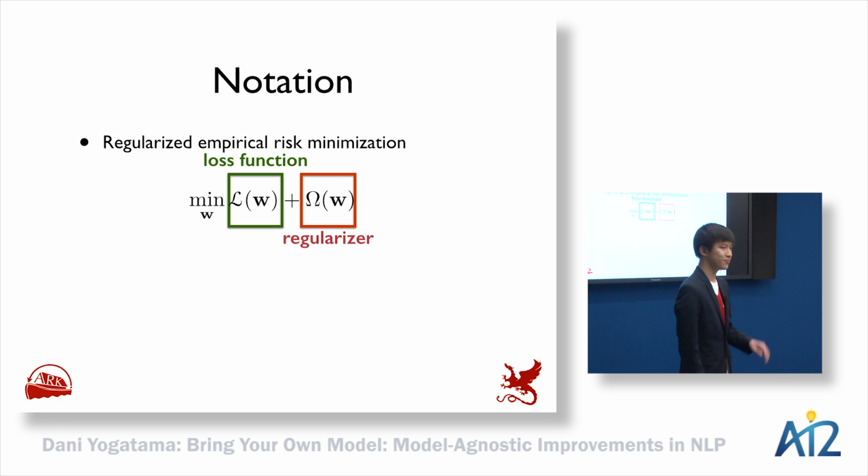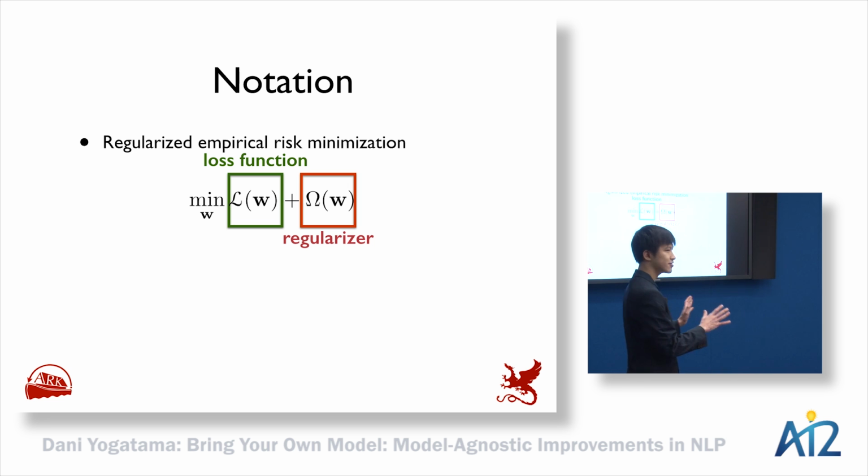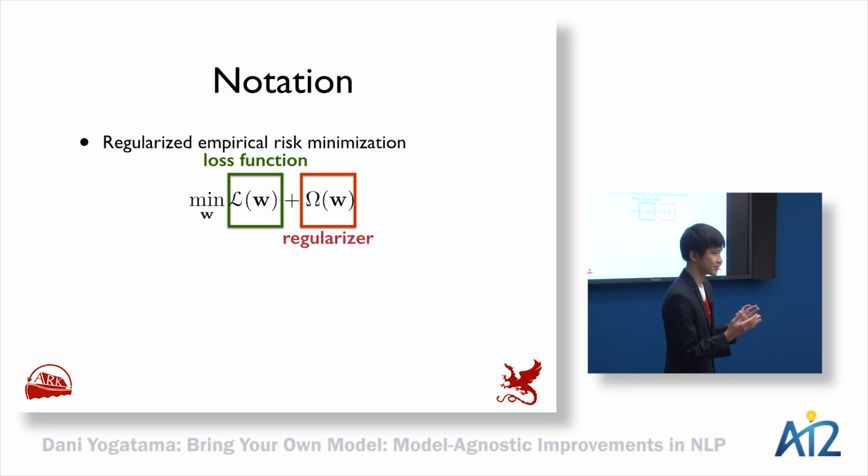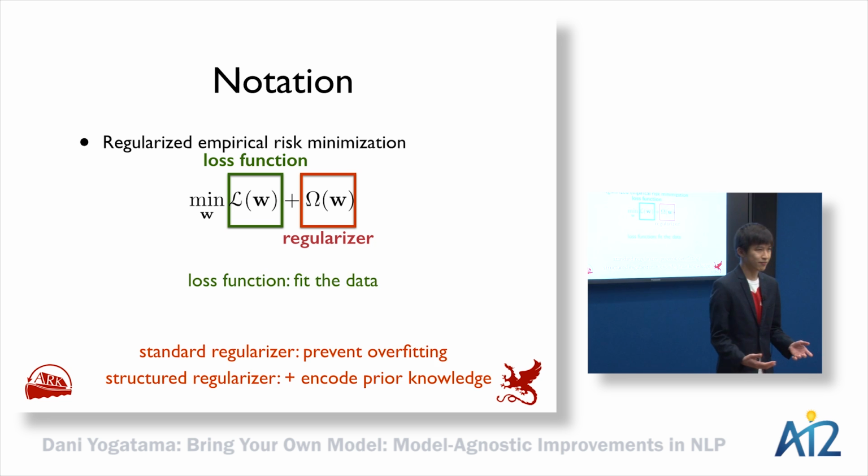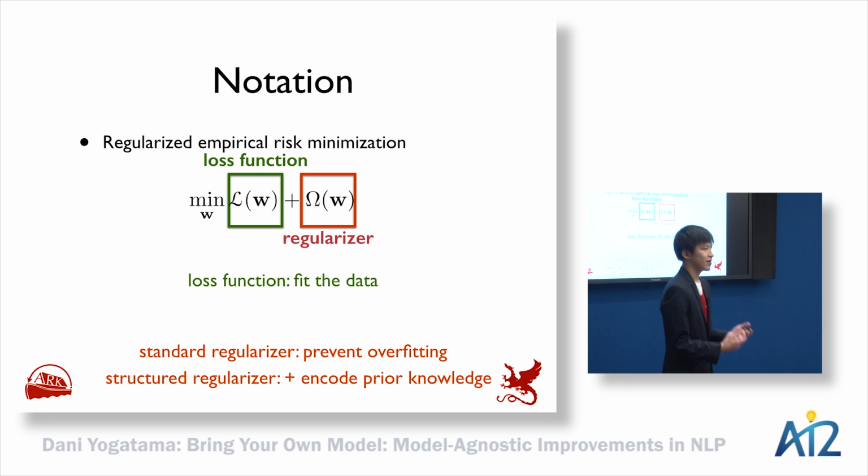Okay, so this is the framework that we're going to work in this part of the talk. We're going to use regularized empirical risk minimization, where the goal of learning is to minimize this objective function. So we have a loss function and we have a regularization function, right? And we know that the role of the loss function is to fit the data better, and usually people use a regularizer just to prevent overfitting. But I'm going to show you here how we can use it to encode linguistic knowledge as well.